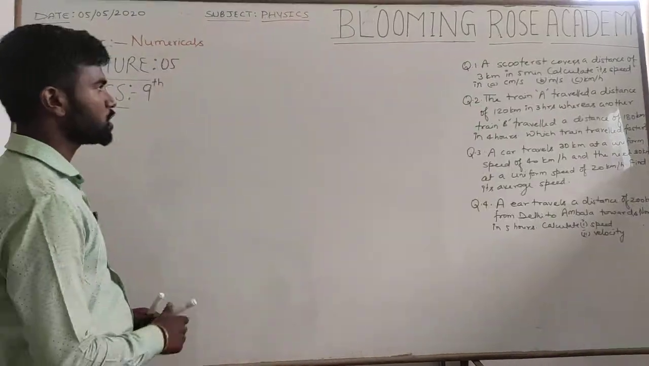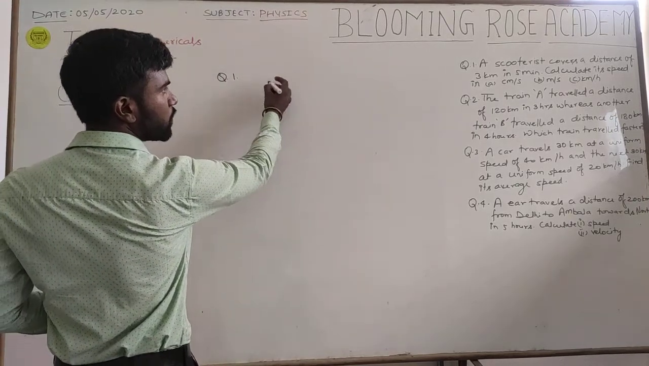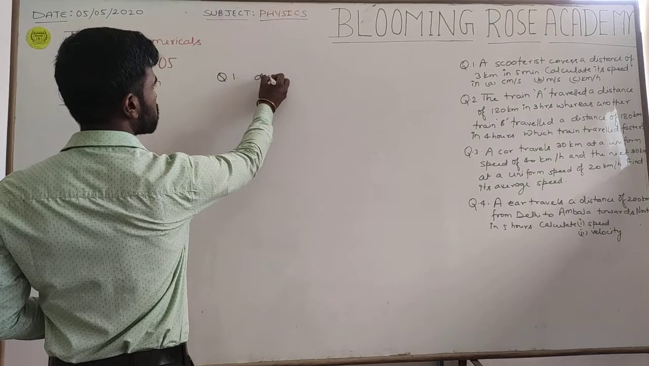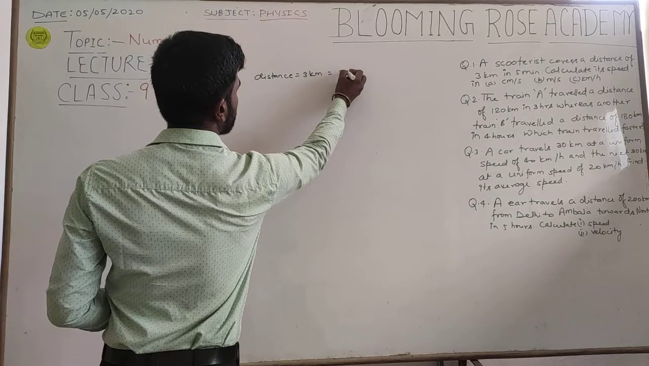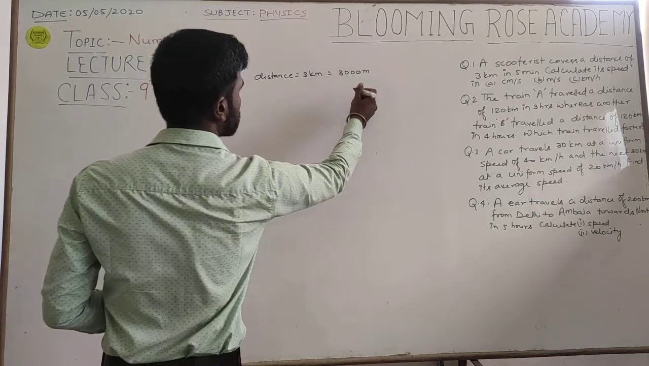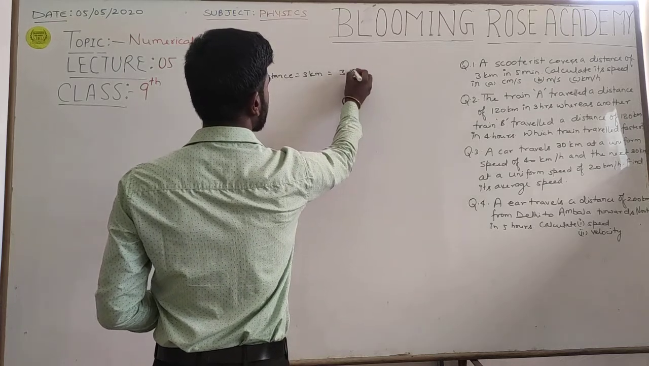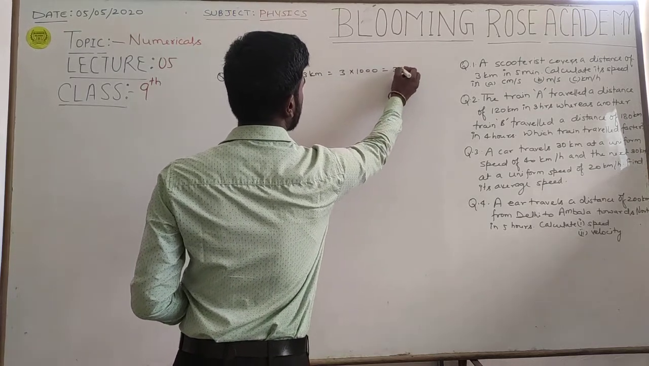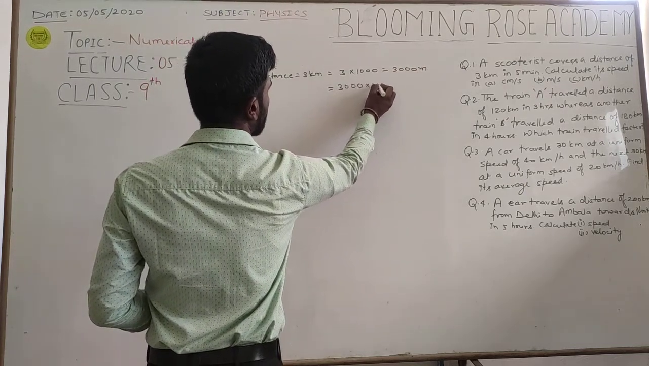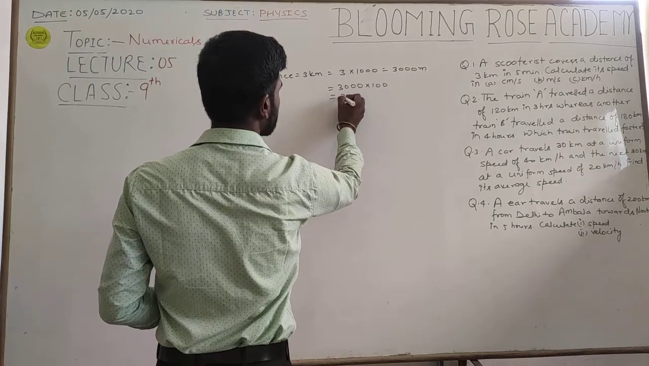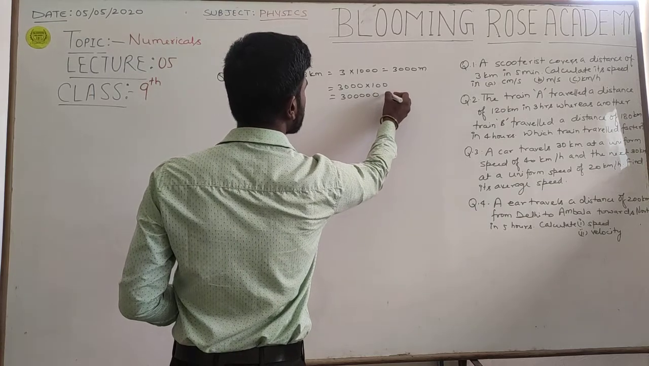So now the first part of numerical 1. Here we have distance equal to 3 kilometer, which equals 3000 meters. 3 into 1000 equals 3000 meter. Now 3000 into 100, it will become 3 lakh centimeter.